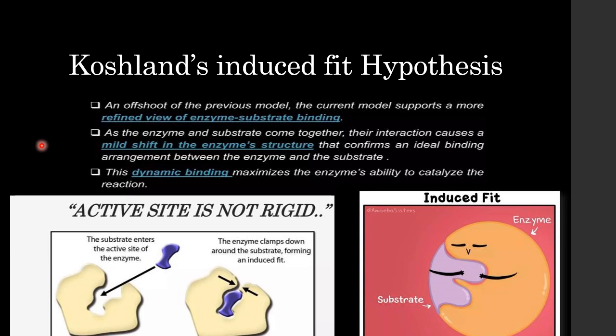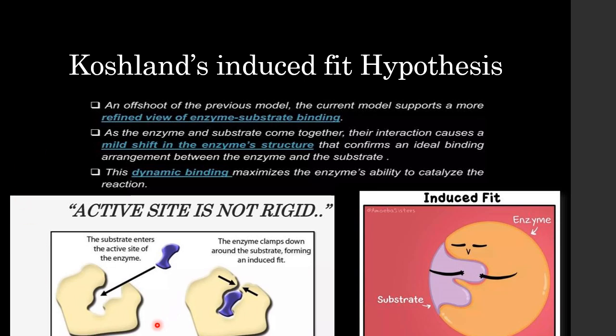As the enzyme and substrate come together, their interaction causes a mild shift in the enzyme structure that confirms an ideal binding arrangement between the enzyme and the substrate. This dynamic binding maximizes the enzyme's ability to catalyze the reaction.